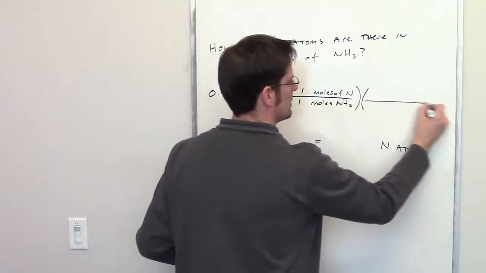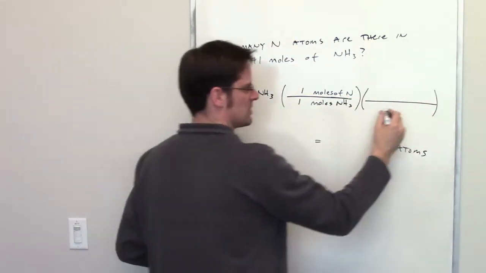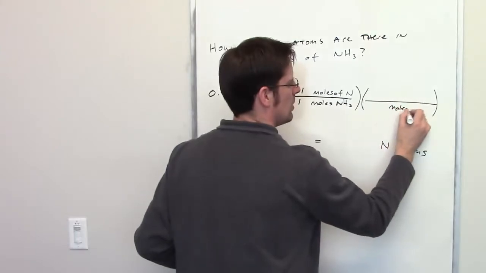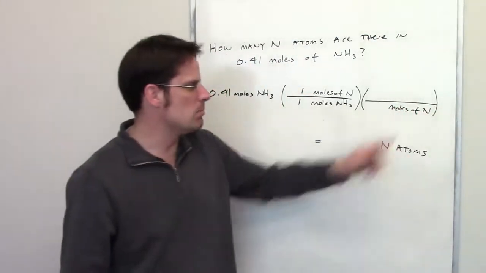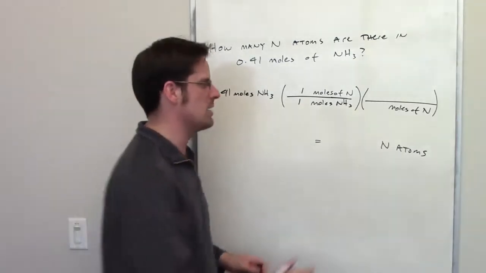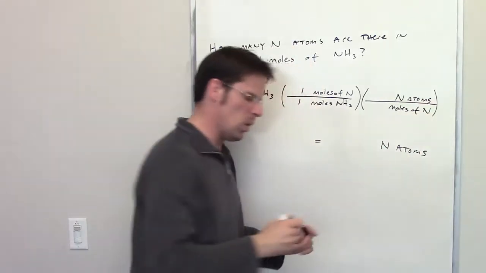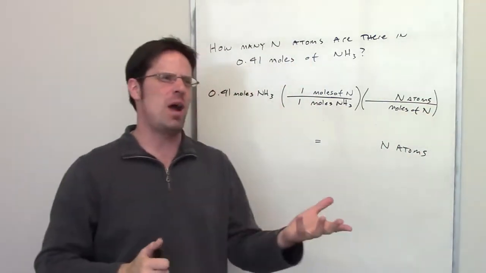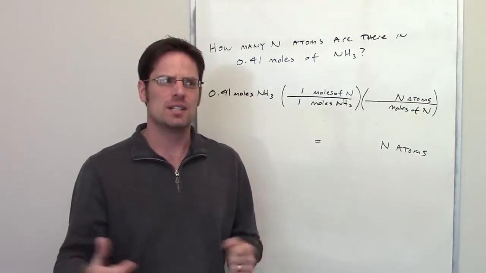The denominator units in the next set of parentheses are, of course, going to be the same as the numerator units in the previous set. So I'm going to write down moles of nitrogen right here. Can I directly relate moles of nitrogen to nitrogen atoms? Is there some way of doing that? If I have 1 mole of nitrogen, can I figure out how many nitrogen atoms I have? Yeah, I think I can.